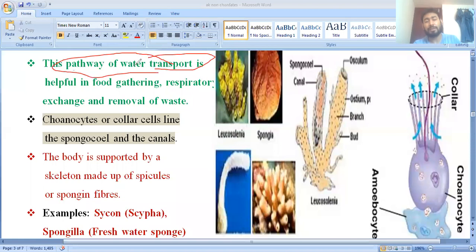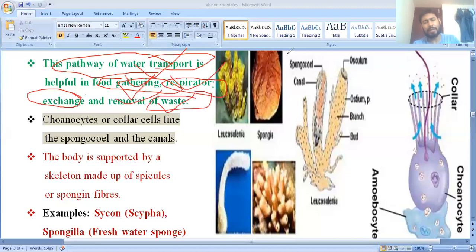So what is the function of the water transport system or water canal system? First, it helps in food gathering. Second is respiratory exchange, and third is the removal of waste. Food gathering, because water consists of a number of small microorganisms as well as minerals and food substances. Respiratory exchange, because water, H2O, already has oxygen molecules, so gaseous exchange also takes place via diffusion. One more thing, removal of wastes.